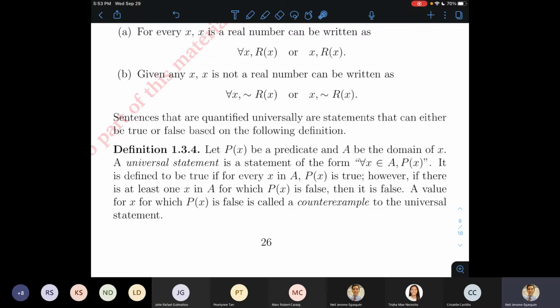Now, it is much easier to disprove, or to say that a universally quantified statement is false. Kasi magiging false siya pag kahit isang element ng domain yung P of X ay naging false. So if you can find at least one element of your domain for which the predicate becomes false, then the universally quantified predicate becomes false. And that one example is called a counterexample. So enough na yon to prove the falsity of a universally quantified statement. Okay.